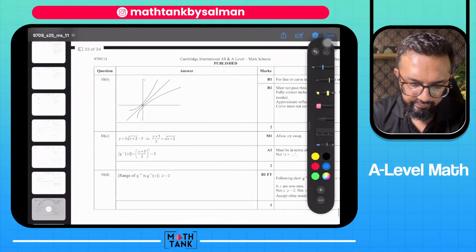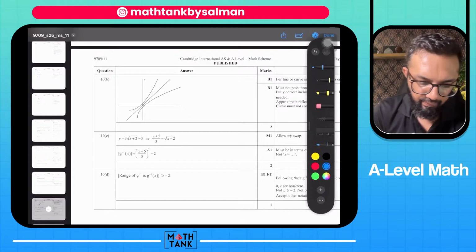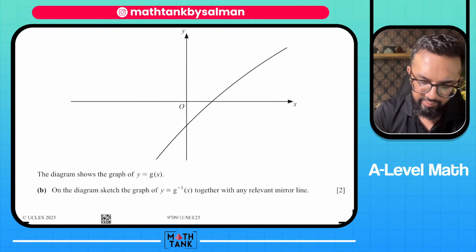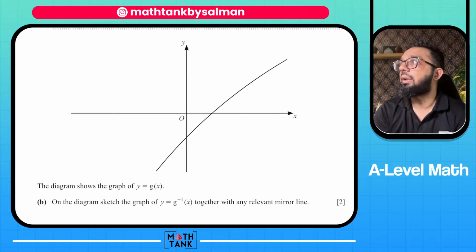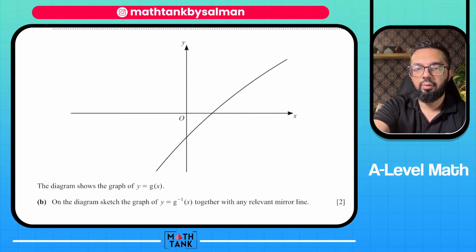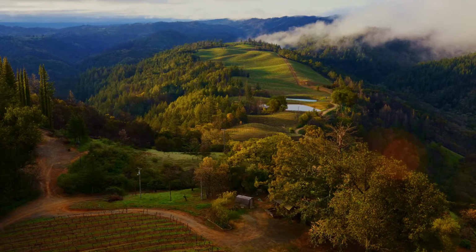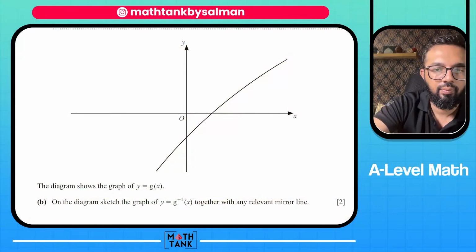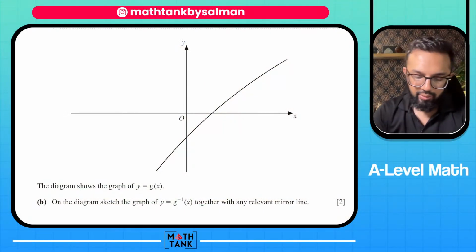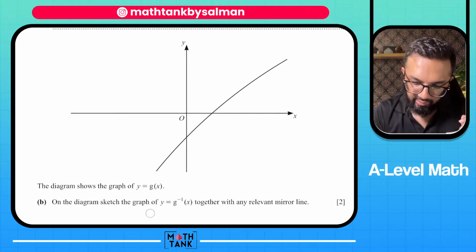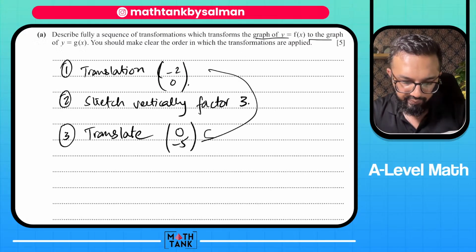Okay. So that's the next question. It says the diagram shows a graph of y equals g of x. On the diagram, draw the graph of y equals g inverse of x.